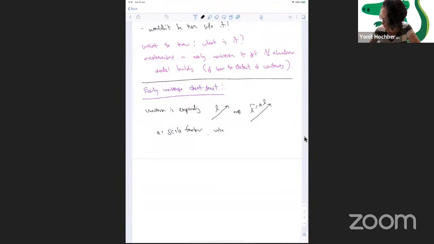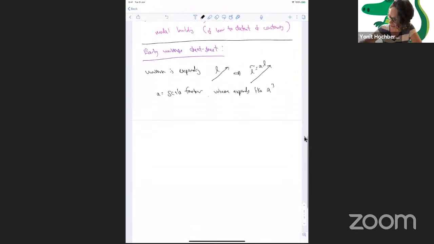Volume expands like a cubed. And let's look at a length element, our metric. So we have ds squared is dt squared minus a of t squared, that's this scale factor, times dx squared. And we define something called Hubble, which I write as capital H, as a dot over a. So a dot is just the time derivative of a. Okay, so this is our Hubble constant.